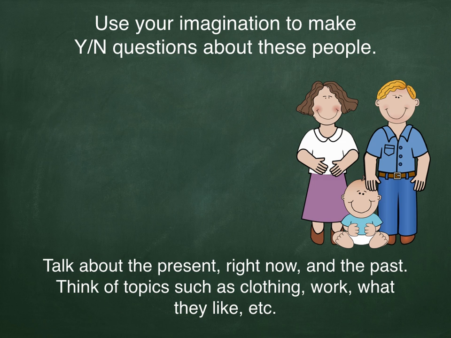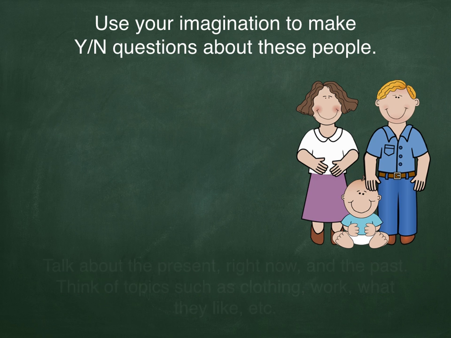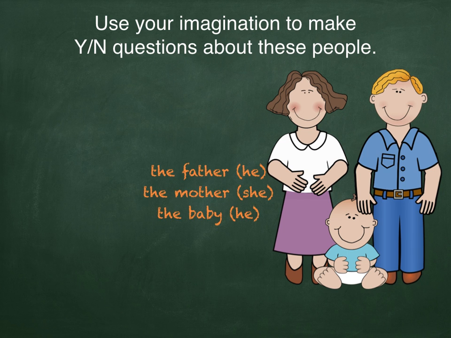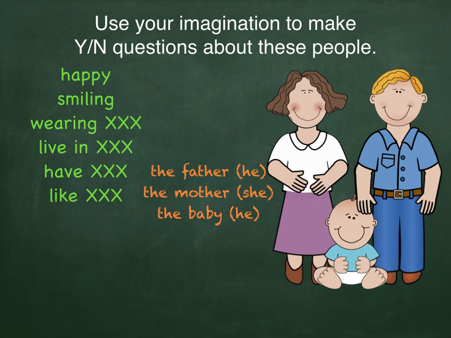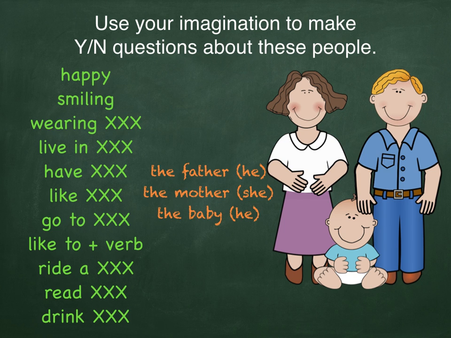Now, here's a chance to create some yes-no questions using your imagination about this family. You could make questions in the present tense or the past and choose many various topics. You can begin a question with he, she, or they, or the father, etc. Here are some words in green that you could use. For example, is the father wearing yellow boots? Does he have black hair? Is the baby happy? Etc.